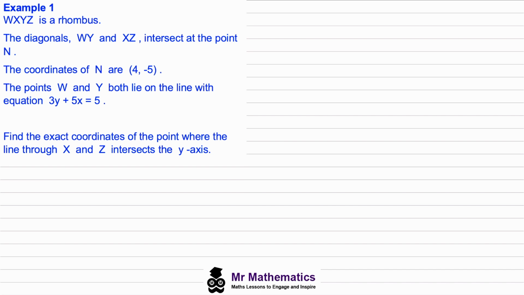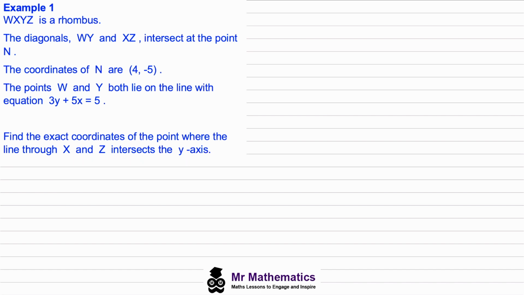In this question, we're told that WXYZ is a rhombus, and the diagonals WY and XZ intersect at a point N, and the coordinates of N are given as (4, -5). The points W and Y both lie on the line with equation 3y + 5x = 5. We've been asked to work out the exact coordinates of the point where the line through X and Z intersects the y-axis.